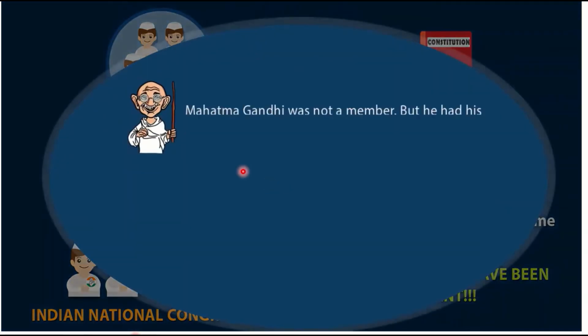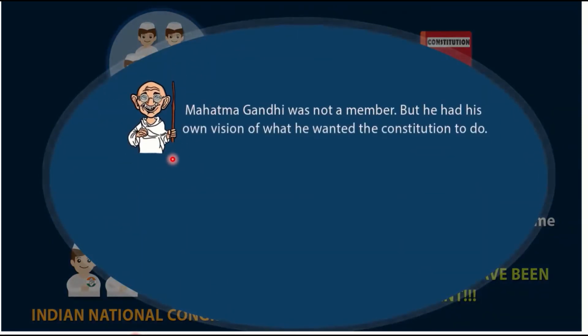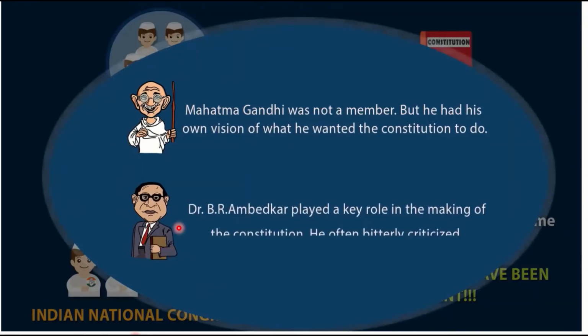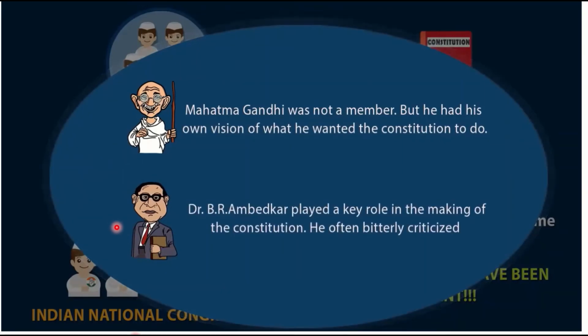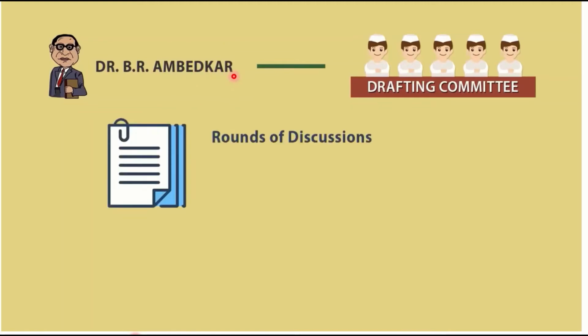Among the makers of the Constitution, Mahatma Gandhi was not a member of the assembly, but he had his vision of what he wanted the Constitution to do. B.R. Ambedkar played a key role in the making of the Constitution. He often bitterly criticized Mahatma Gandhi for his vision. B.R. Ambedkar, with a drafting committee, prepared a draft.